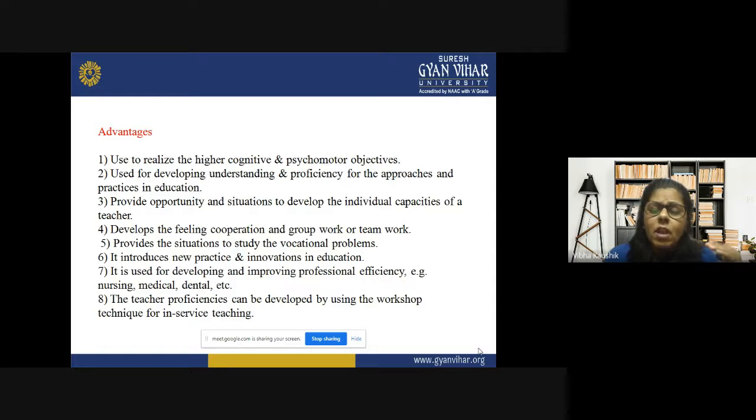Means a workshop can be used for developing understanding, means you will be able to understand and comprehend that particular concept, and proficiency for the approaches and practices in education. It provides opportunities and situations to develop the individual capacities of a teacher. It provides different opportunities and conditions to develop the individual capacities, means the individual abilities of a teacher. It develops the feeling of cooperation, and group work or teamwork.